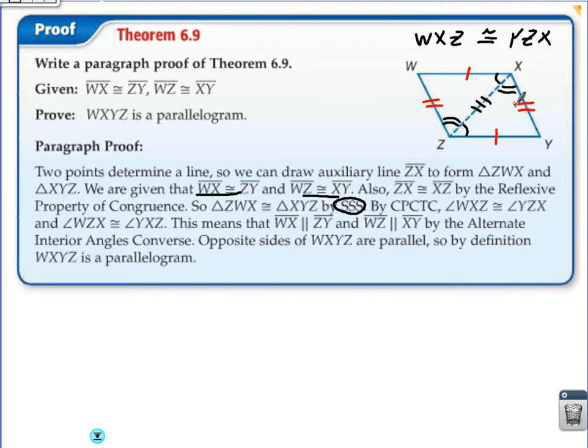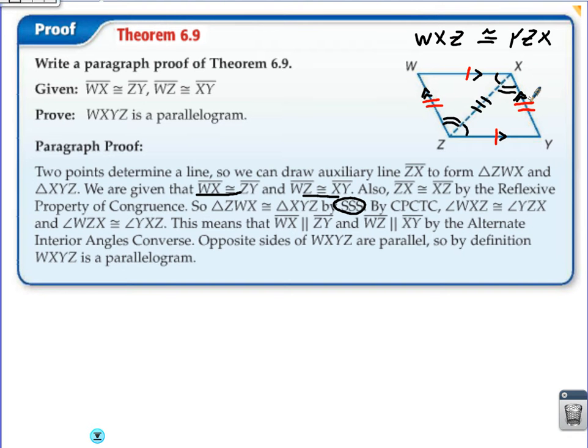Do y'all see the Z's there? Focus for me, guys. Look at this Z. See that Z? What kind of angles are those, the one tick mark angles? So are these lines parallel? Yes. Look at this Z. You see this Z? For the same reason, you've got alternate interior angles, these two lines are also parallel.